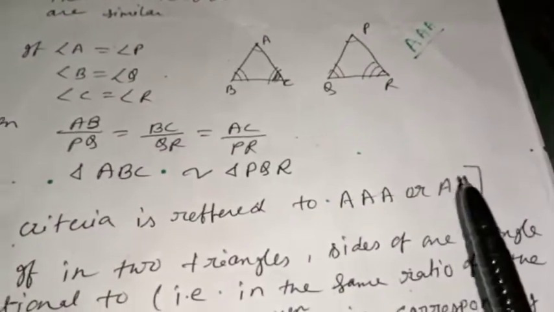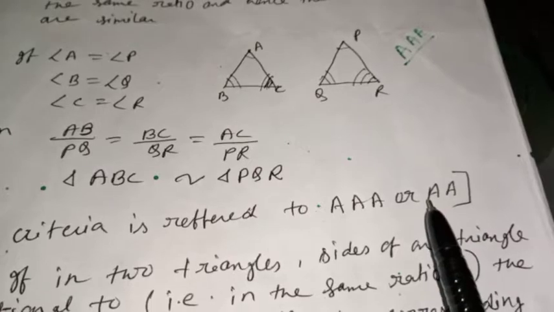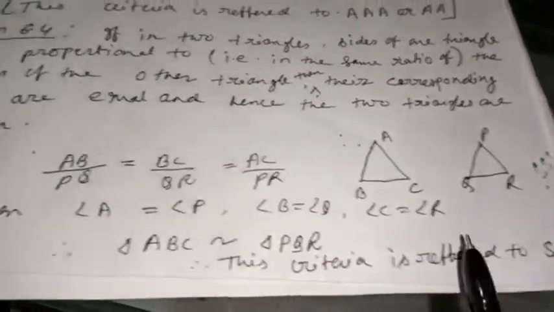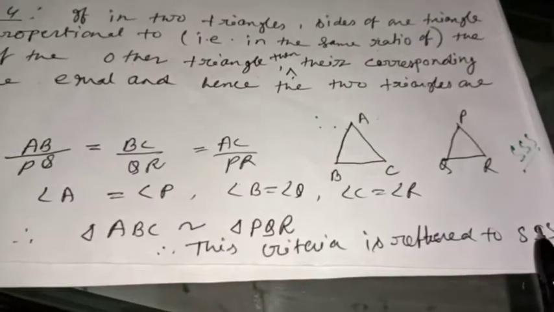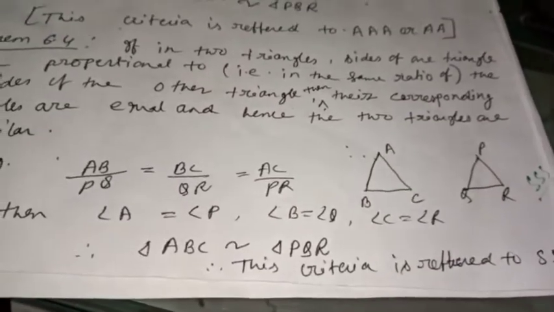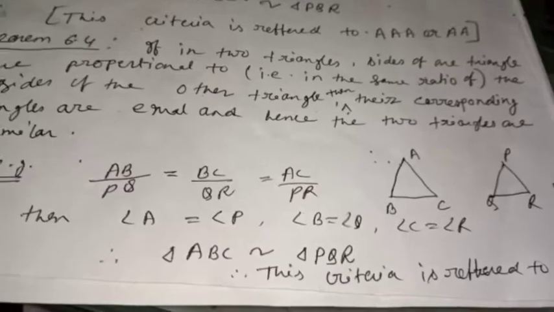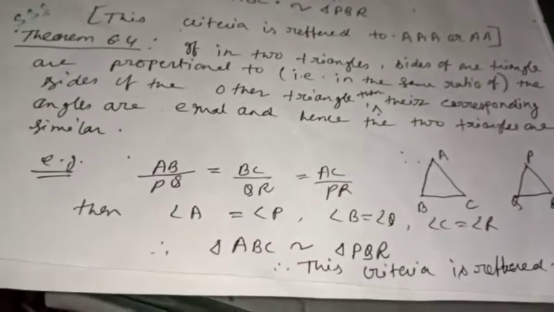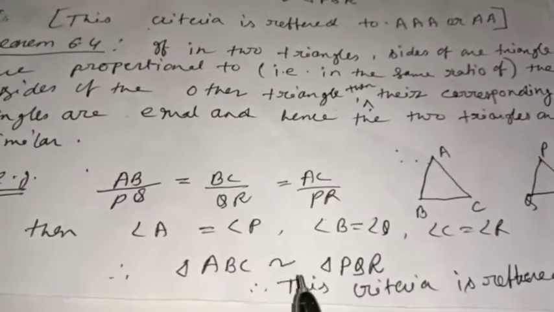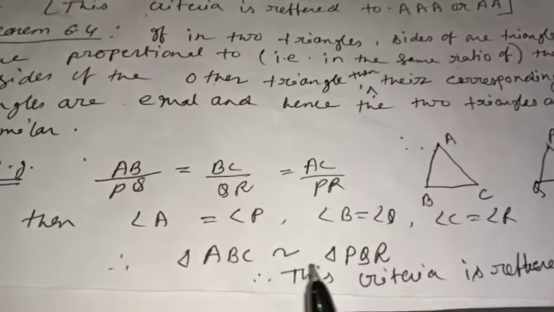Like AAA, you can also say AA, because the sum of the three angles is 180. But here you cannot say SS. You cannot. Okay. Here the criteria is only SSS. Means you have to get all the sides in the same ratio. Then only the corresponding angles are equal. And after all, you can say that triangle ABC is similar to triangle PQR, and it should be in symbolic form.